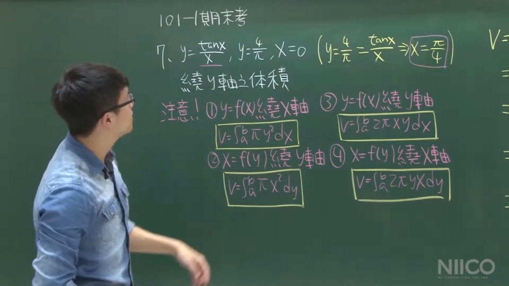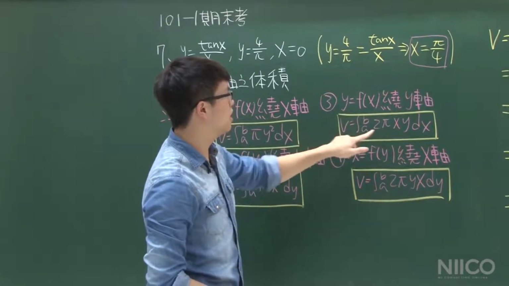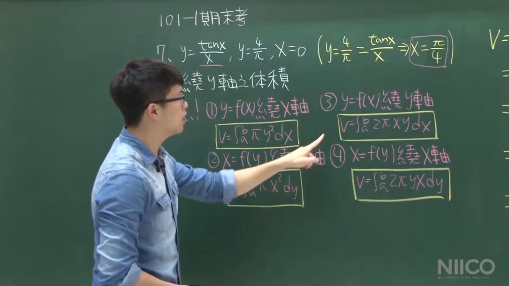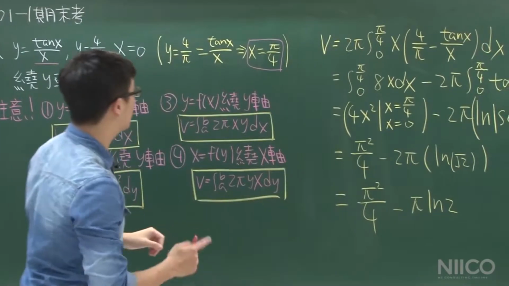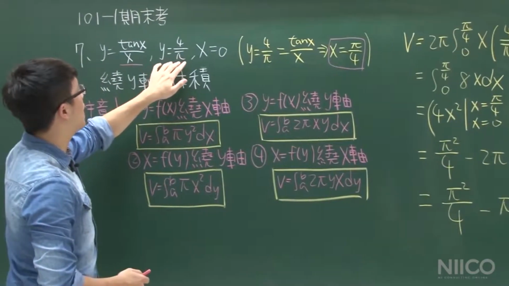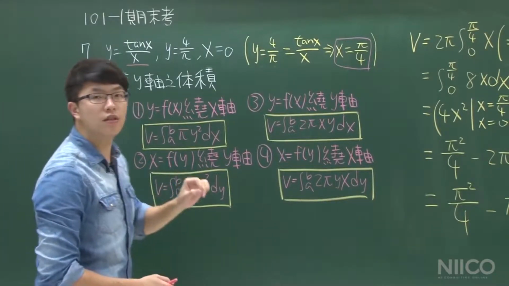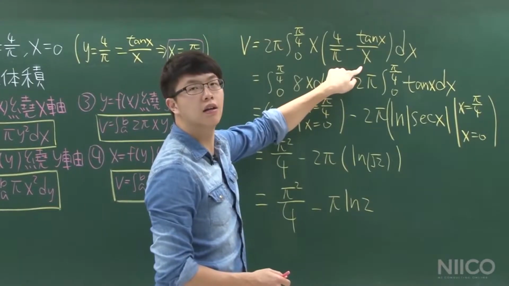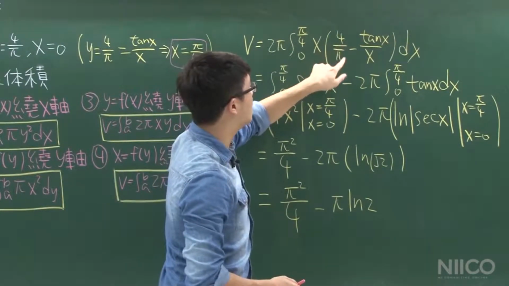So now let's take a look. y is defined as a function of x, and we're going to rotate it about the y-axis. In the four scenarios we described in problem 6, this is actually scenario number 3. So how do we actually calculate the volume? In scenario 3, the volume is the integral of 2 times pi times x times y dx, where x is from the lower bound to the upper bound. Right here, the lower bound is 0 and the upper bound is pi over 4.